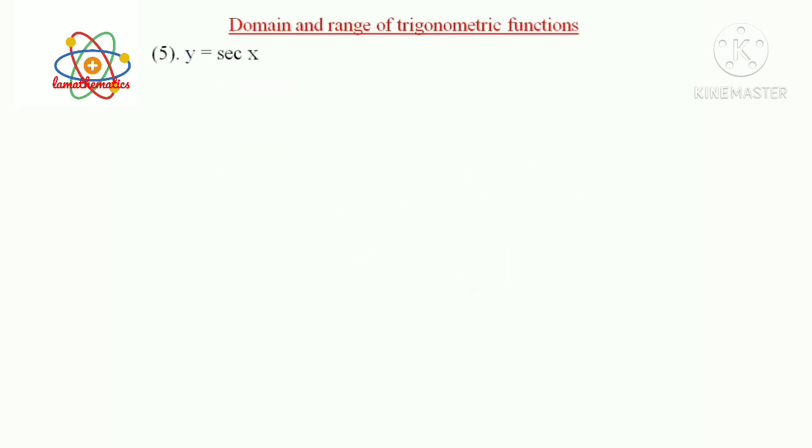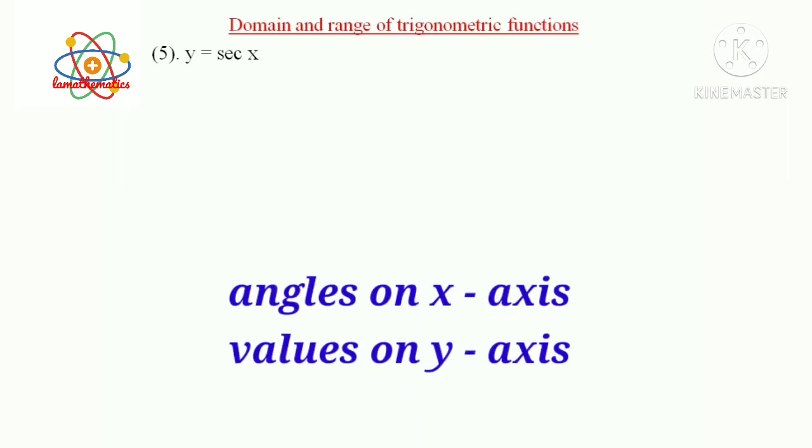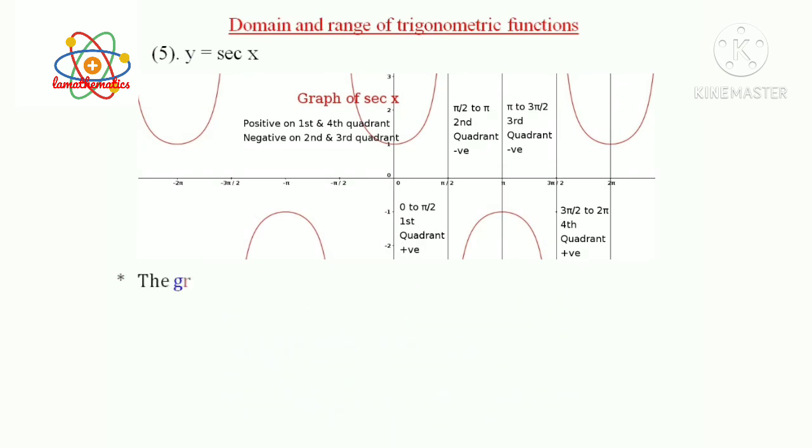Y equal to sec x. Consider the graph of sec function, that is y equal to sec x. We plot the graph of sec x taking angles on x-axis and the corresponding values on y-axis. From figure, the graph y equal to sec x repeats after an interval of 2 pi. That is, the graph repeats after an interval of 2 pi. The function y equal to sec x is periodic with a period 2 pi.